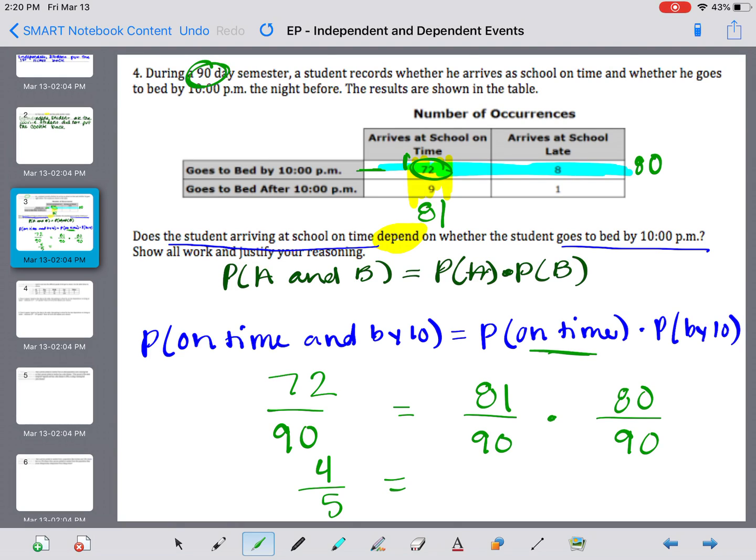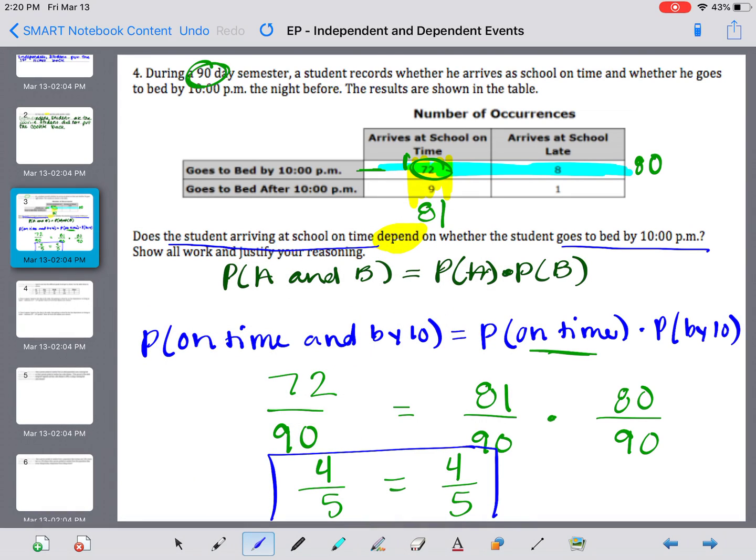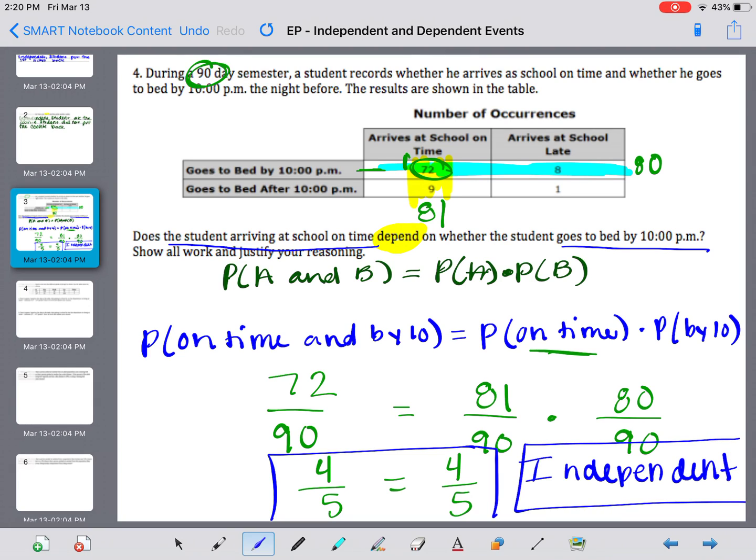Let's see here. Let's see what we get. Times 80 divided by 90. And that gives us 4/5. We have the same thing on both sides. 4/5 is equal to 4/5. So these are actually independent of each other. So this justifies you saying independent. Okay, the math backs up your answer.